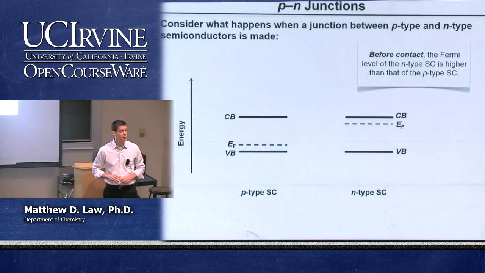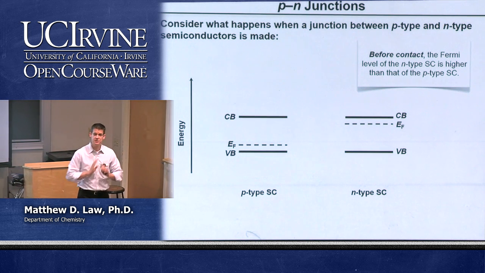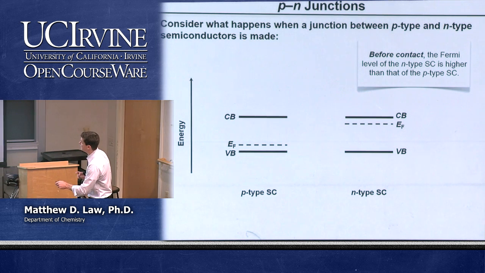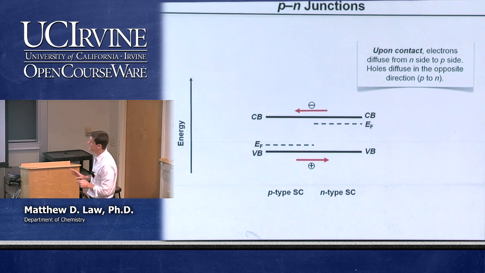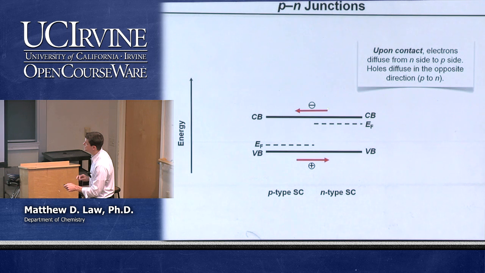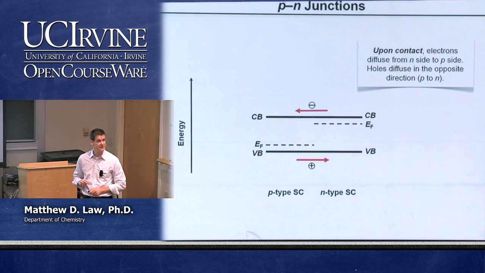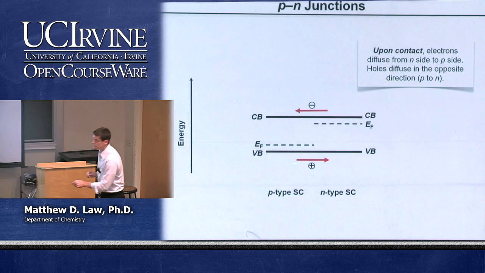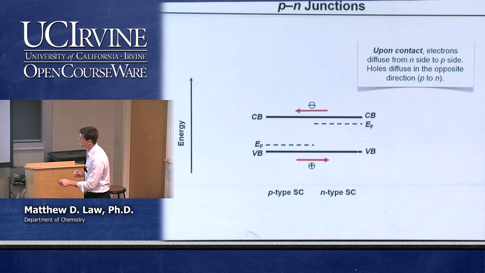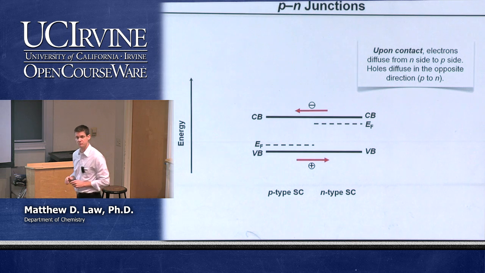Okay? When we make contact between these two materials, we have an excess of electrons here and we have an excess of holes here. So when we put them in contact like this, the electrons, which are in high concentration on this side of the junction, are going to, by diffusion, move to the left. They're going to move from the n-type material into the p-type material. Diffusion of holes will also happen. Holes are in excess here. There are very few holes on this side, and so holes by diffusion are going to move to the right.